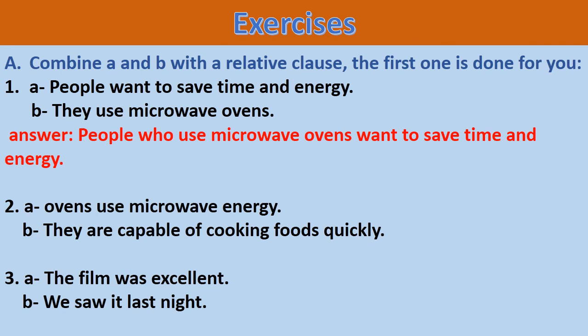Exercises, as an application of our simple lesson. Please, this is homework for you. You have to combine A and B with a relative clause. The first one is done for you. Example 1. A, people want to save time and energy. B, they use microwave ovens. You have to combine A and B using a relative pronoun. So how do I combine it? People who use microwave ovens want to save time and energy.